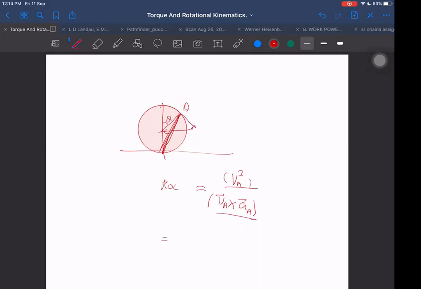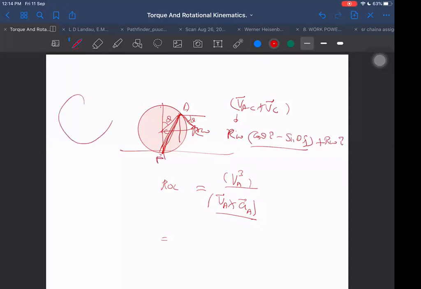How to write in vector form? I will write VAC plus VC. What is VAC? VAC will be small r into omega, but the direction will be theta angle this side: cos theta along I cap minus sin theta along j cap. That is VAC. What is VC? VC is just r omega along I cap. Velocity of center will be r omega along I cap only about point P. Notice C will be moving directly in a horizontal line with r omega.